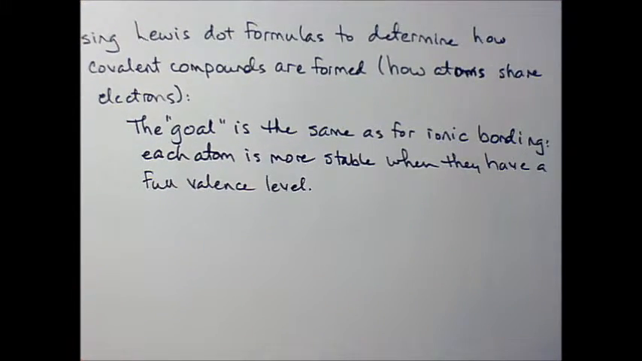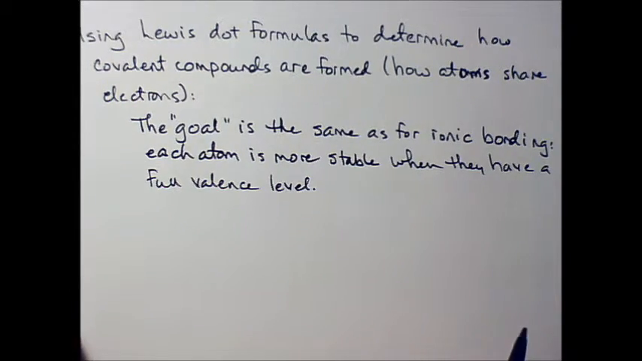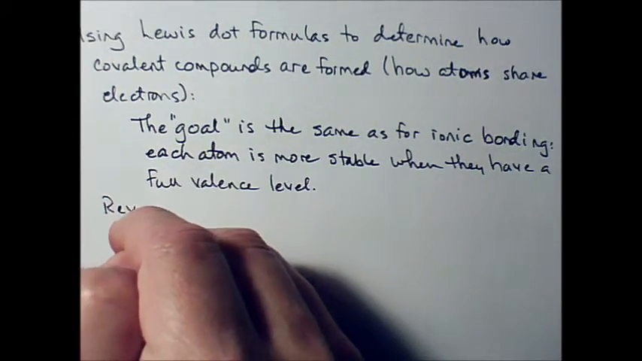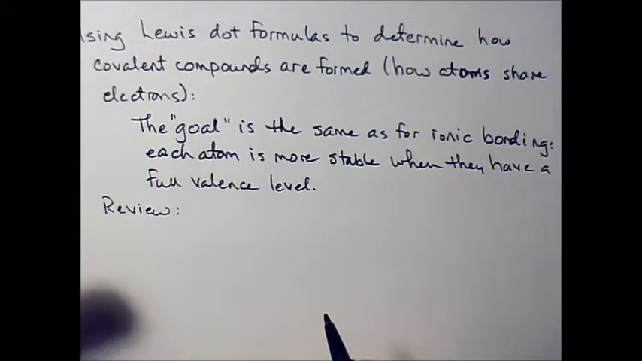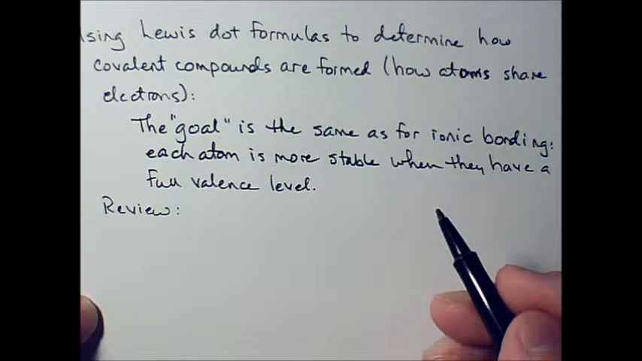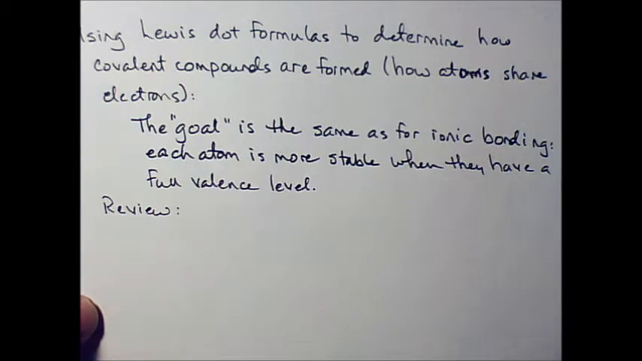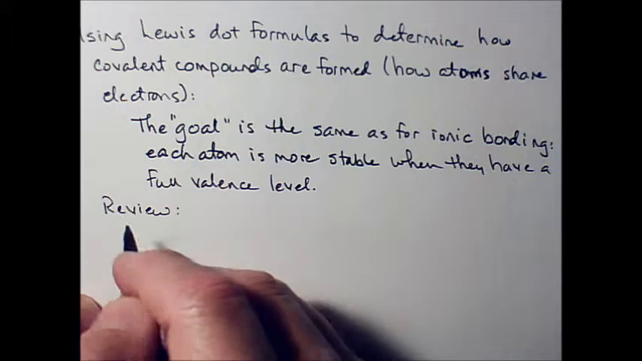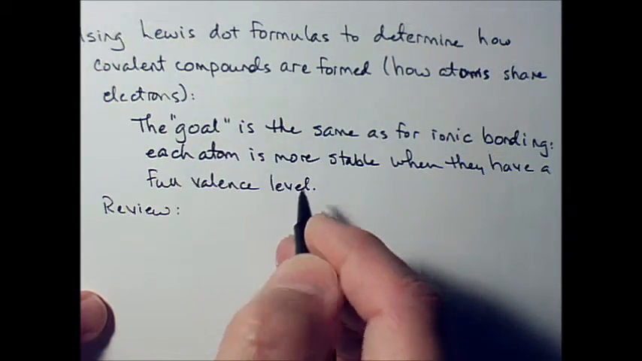I think the correct term is actually a full valence, but we're going to use level because students misunderstand when I just say valence. So let's just review real quickly about ionic bonding and how that works, okay? In terms of how we use it anyway. Remember, when we say a full valence level, we're talking about electrons. Full valence level of electrons.